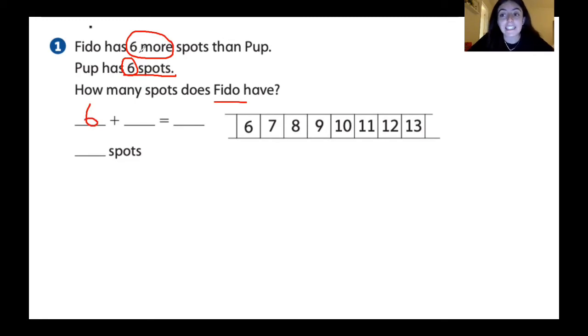So we're going to start with 6 right there because Pup has 6. Fido has 6 more. So that means we're going to add. We're going to put together. So 6 plus 6. Oh, this is a double. Do you know what the answer is? Okay, let's check our work. I think I know the answer, but let's check our work.